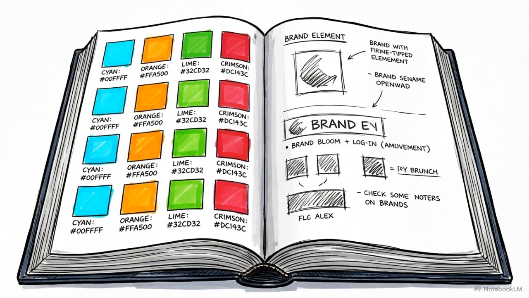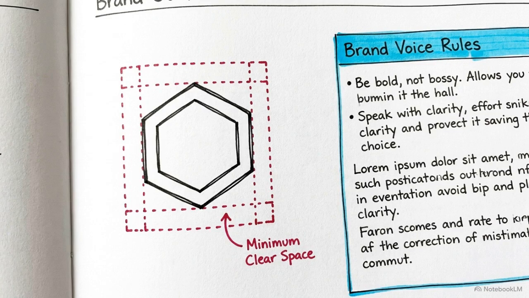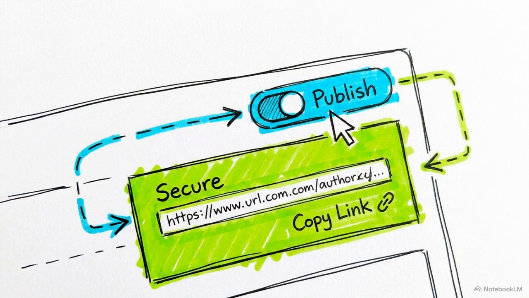You have distinct sections mapping out your exact color palettes, clear sizing rules, and minimum clear space for the logo, and a codified brand voice. Go to the top right corner and click the Publish toggle. This creates a public, shareable web link that you can send directly to freelancers or new employees.